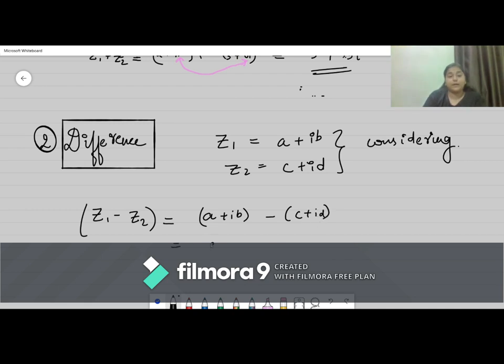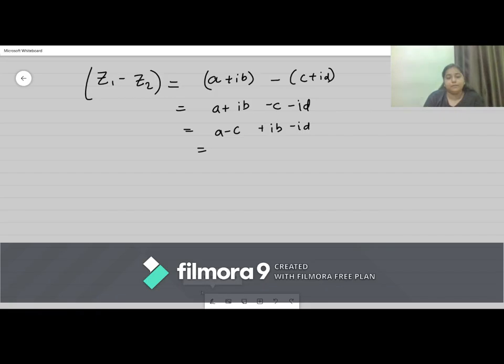Let's just open the brackets. What we get is, let us collect the like terms. A minus c plus iota minus iota d. Okay. So we get a minus c, iota common out, b minus d.